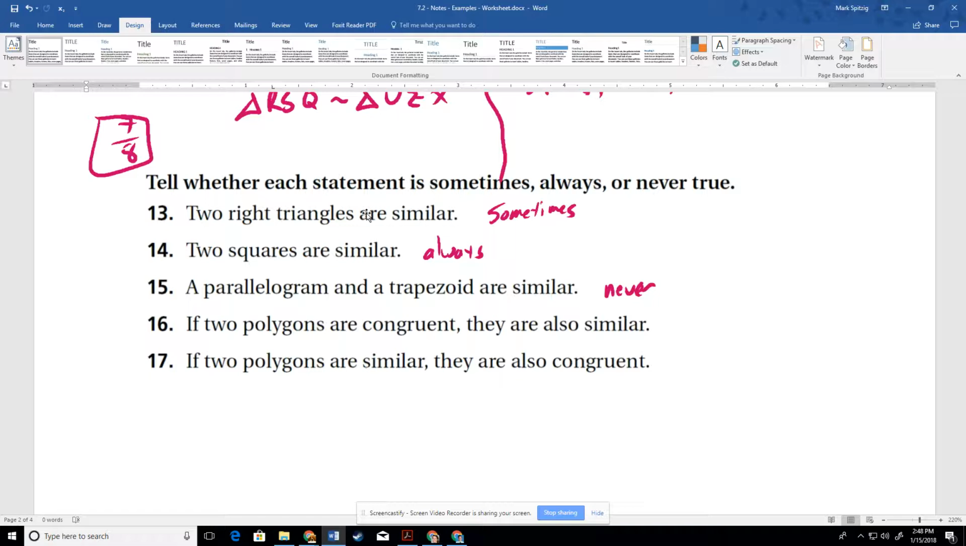If two polygons are congruent, they're also similar. That is always true. If they're congruent, it's sort of like they go beyond being similar. They have congruent angles and congruent sides and not just proportional sides.